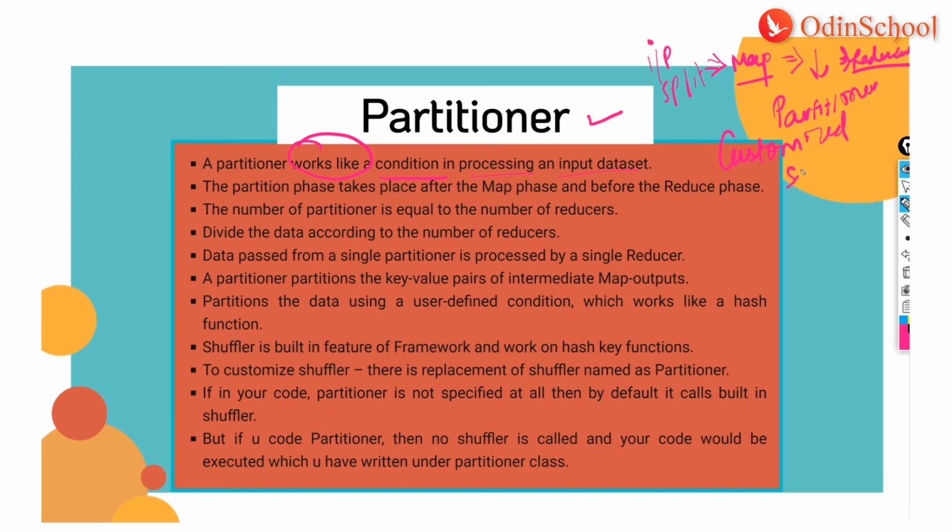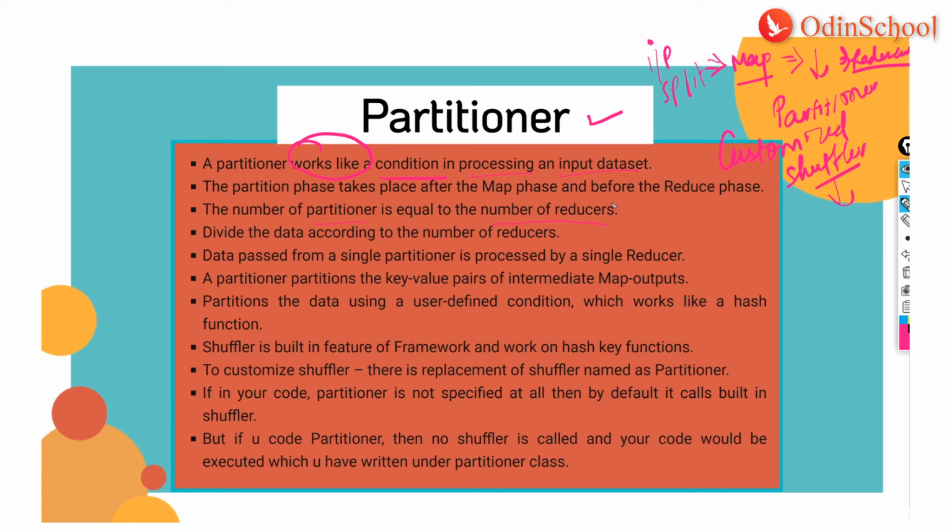By default, if you are not writing any partitioner, then the MapReduce framework will anyhow sort and shuffle the data, like we have seen in our demo also. But here we are customizing that shuffling task, and the number of partitioners is equal to the number of reduce tasks. So in a way, we are specifying which data set should go to which reducer, rather than the framework deciding that, we are giving that using our program.